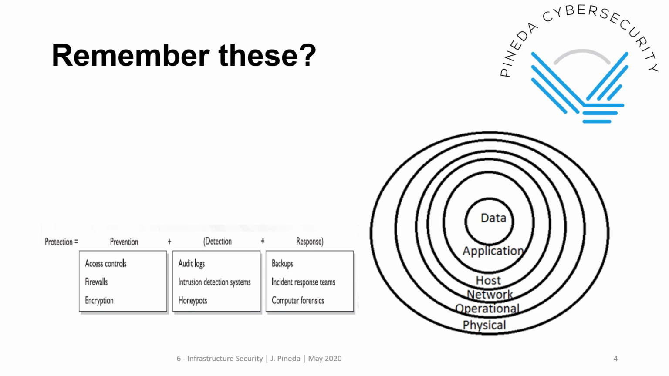Okay, so you remember this. So these are the concepts that we discussed during the first lesson. So the formula for protection, which is composed of prevention, detection, and response. So here, later on when we discuss the tools, we'll determine which tools provide prevention and detection and response. Although we'll not dig into the specifics because this is just an overview of infrastructure security.